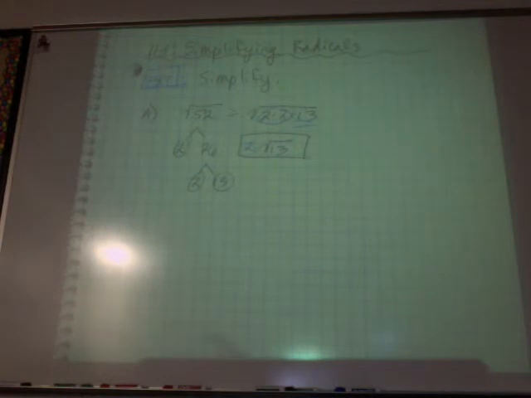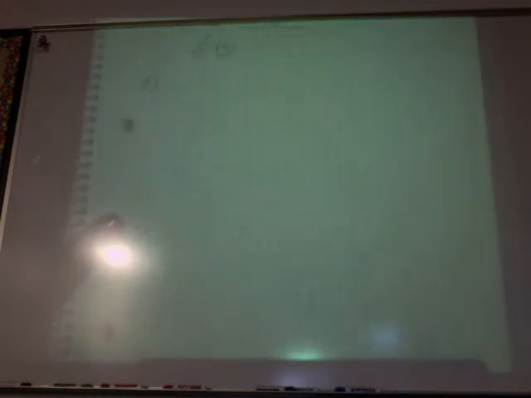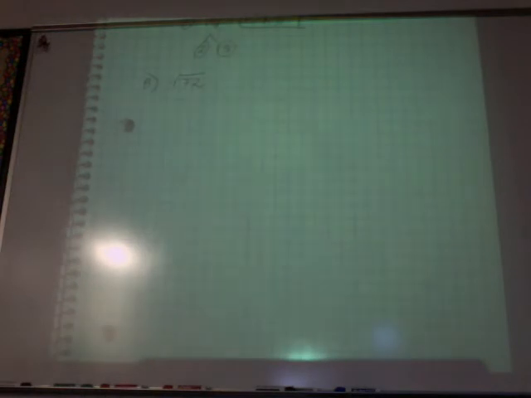All right, part B, you do this one on your own. You do the square root of 72. So prime factor it. And you could break it down to its perfect squares too if you wanted to. Or just all to primes. It's your choice.